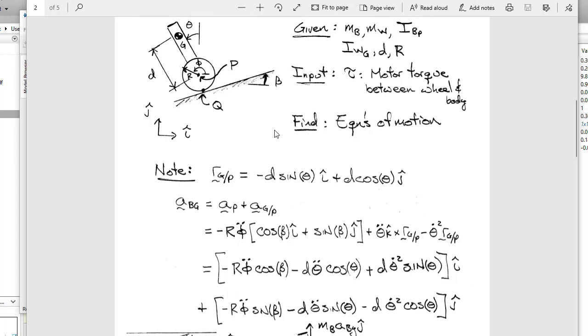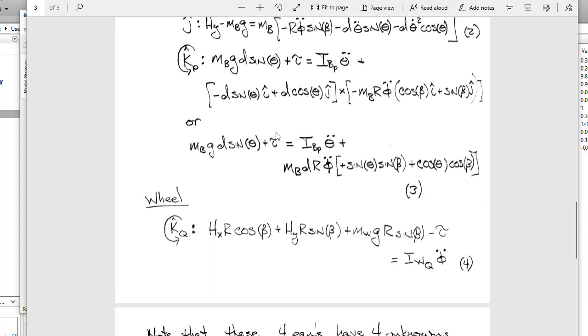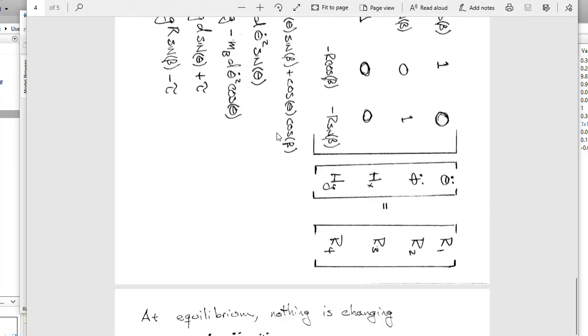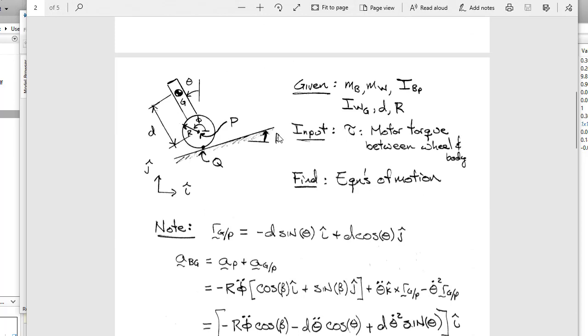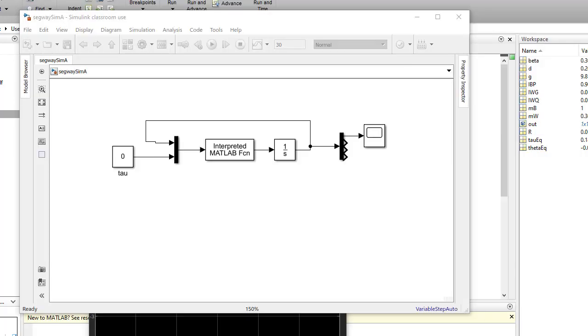And we derived equations of motion for this thing. It took us a little while to do it, but in the end we got our equations of motion. And then we created a Simulink model for the system. I happen to have the Simulink model up here, and I think this right here is the heart of the model.